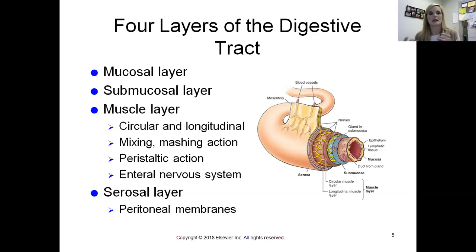But again, it's the collective contraction of this muscle that's going to help to push food forward through our digestive tract. You don't have to worry about circular versus longitudinal muscle or the difference between the two. But it's this muscle that's going to help provide that mixing and mashing action that's going to move that food forward. So it's very much a part of that mechanical digestion we were just talking about.